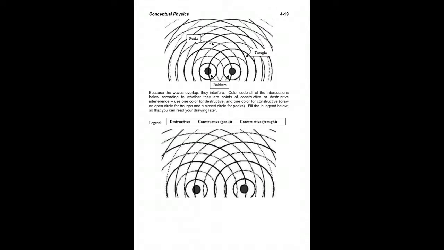So here's the two-source interference packet from the book. Following the directions here, we want to color code destructive and constructive interference, two different colors. I'm going to color code destructive red and constructive green, with an open circle for troughs and a closed circle for peaks. So we go here and color code all of the intersections.